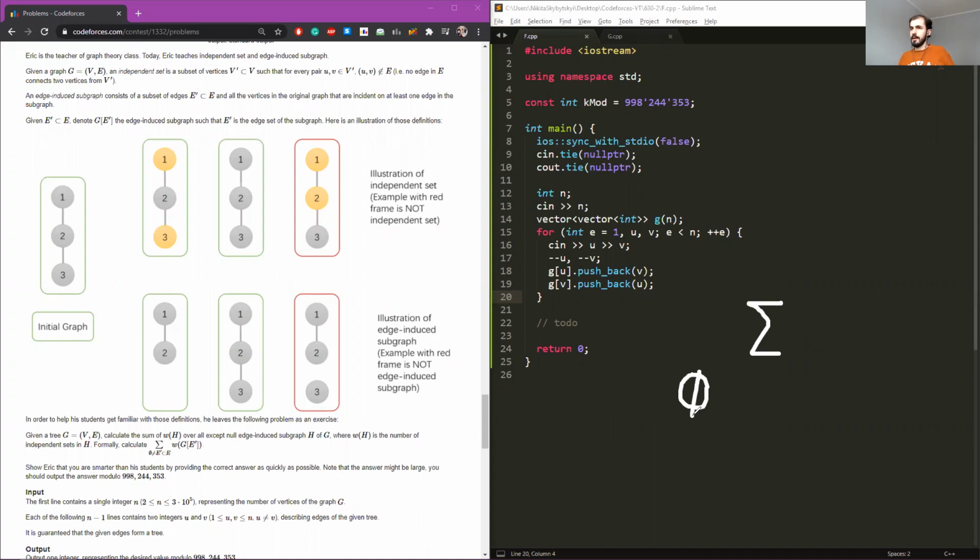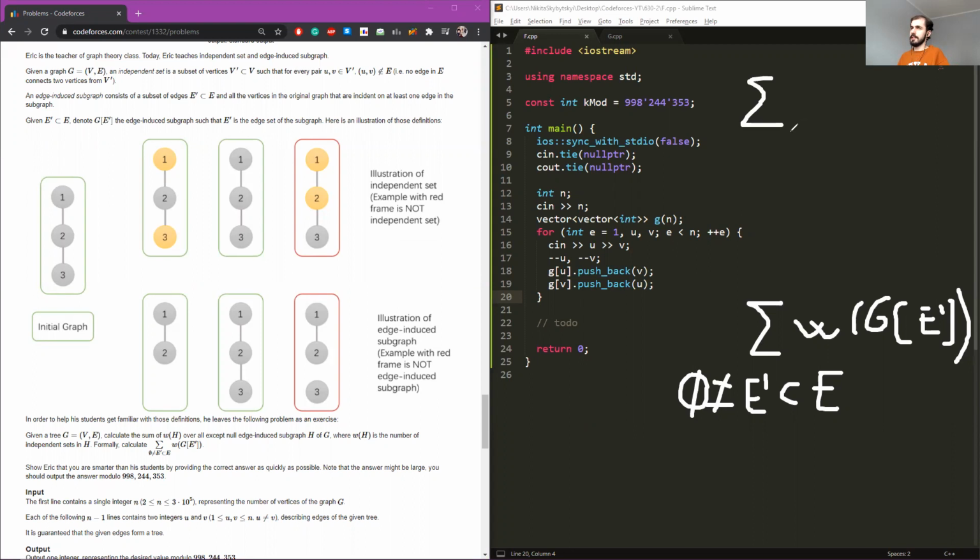They say it's the sum over edge-induced graphs, so subsets, of the weight of G_E, right? And the reason why it's bad is because we have no idea how to count edge colorings.